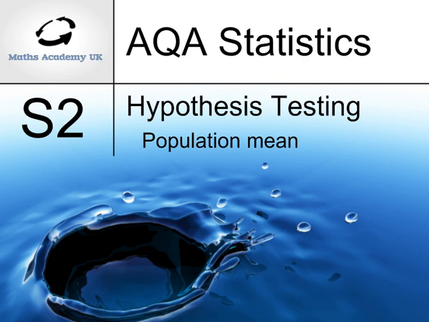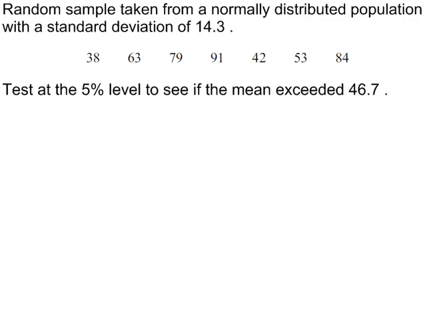Hypothesis testing of the population mean. A random sample is taken from a normally distributed population with a standard deviation of 14.3. So we have these sample values. We're going to test at the 5% significance level to see if the mean exceeded 46.7.